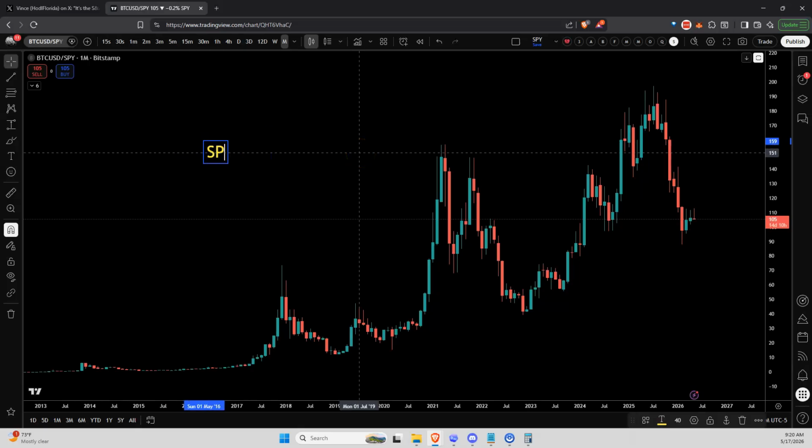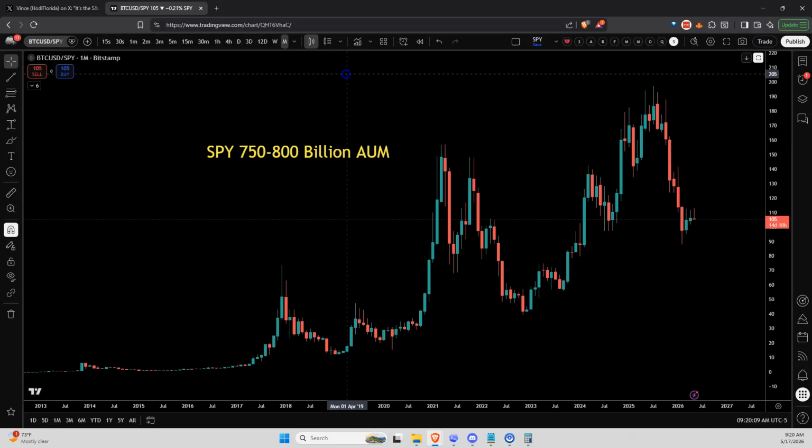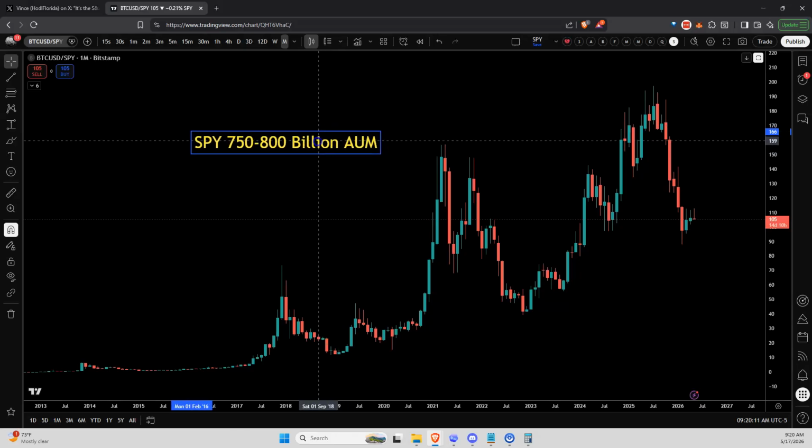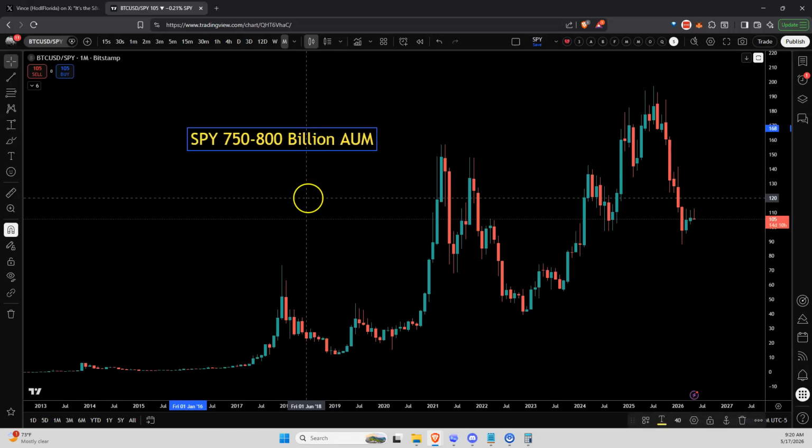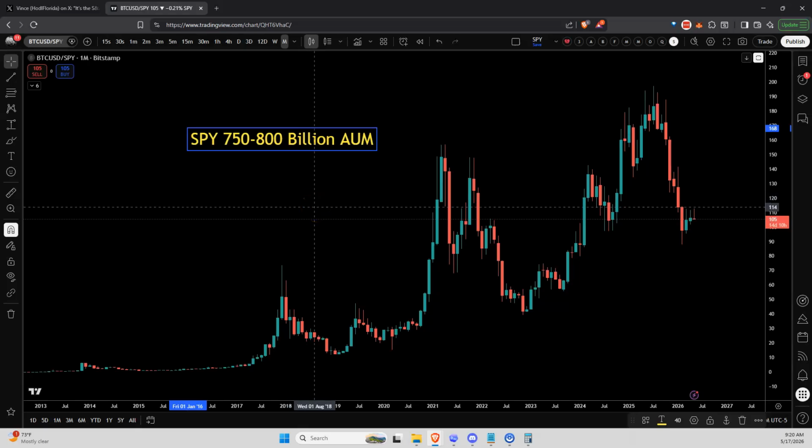The SPY has around $750 to $800 billion assets under management. Right now, Bitcoin has around $1.1 trillion actually invested. Now, some people are going to call me out and say, no, market cap's 1.6. Market cap is not the same as money invested. Market cap is an inflated number based on the current price of Bitcoin.